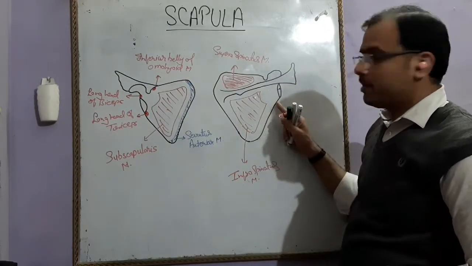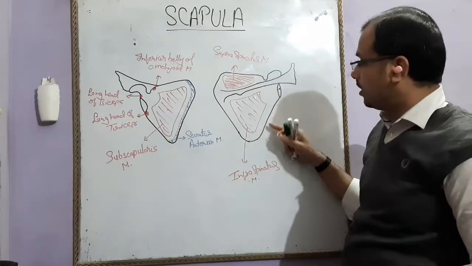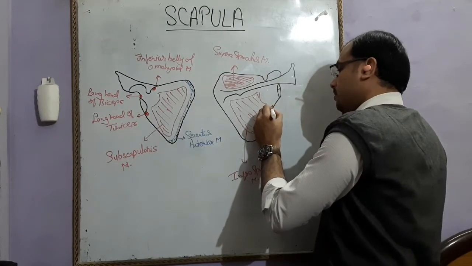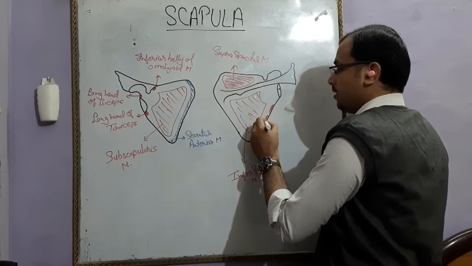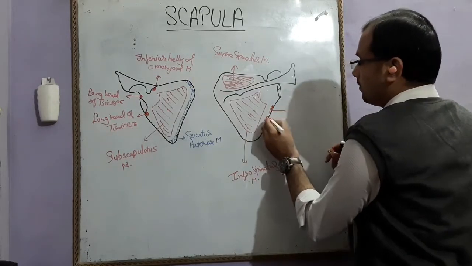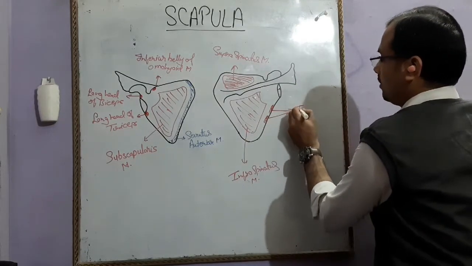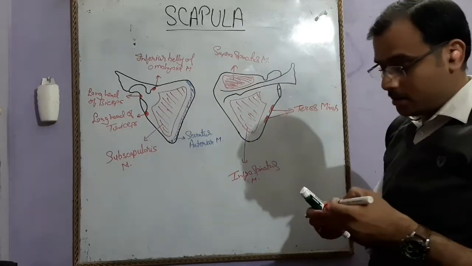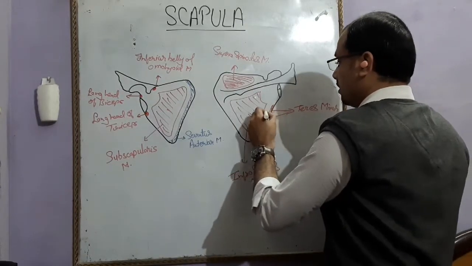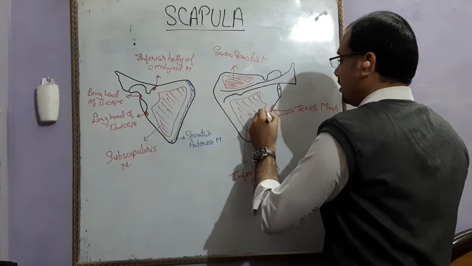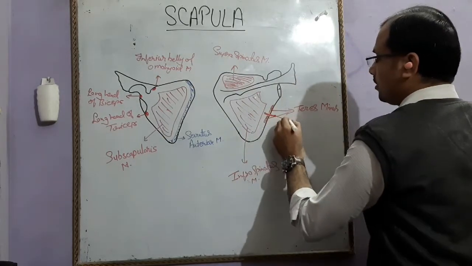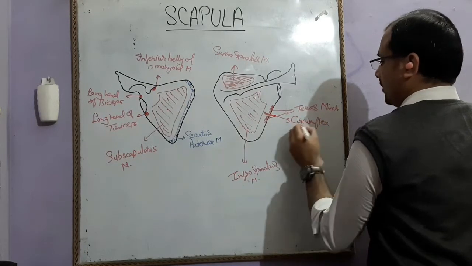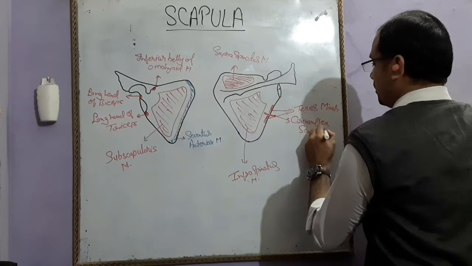Now, on the lateral border of the scapula, the upper 2/3 portion is attached by teres minor muscle. Teres minor muscle, which is interrupted by an artery known as circumflex scapular artery.